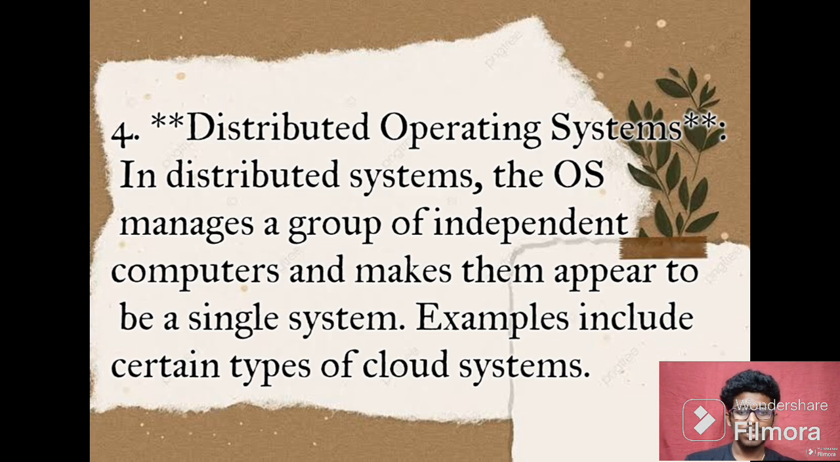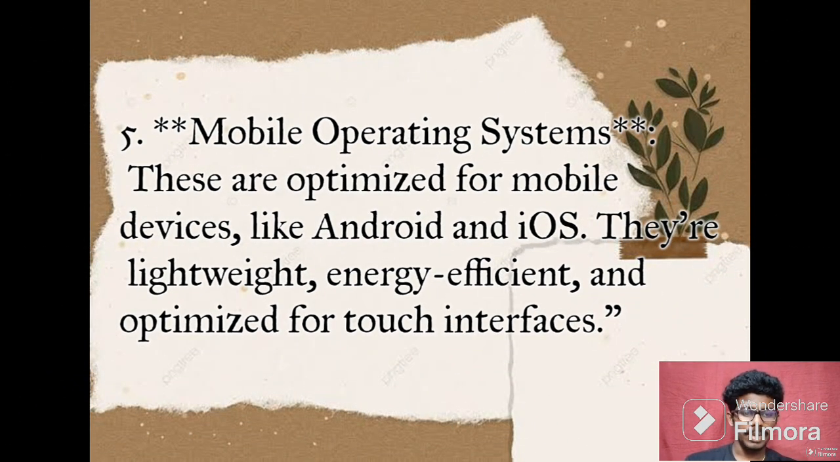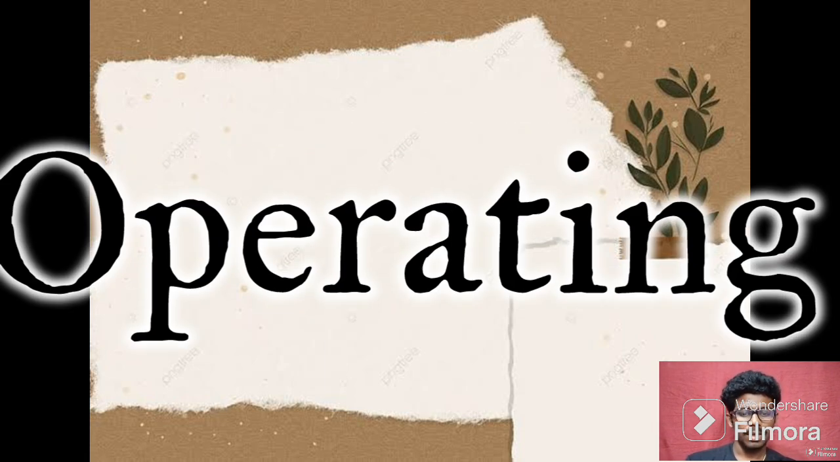Fourth type is distributed operating systems. In distributed systems, the OS manages a group of independent computers and makes them appear to be a single system. Examples include certain types of cloud systems. Fifth type, mobile operating system. They are optimized for mobile devices like Android and iOS. They are lightweight, energy efficient and optimized for touch interfaces.